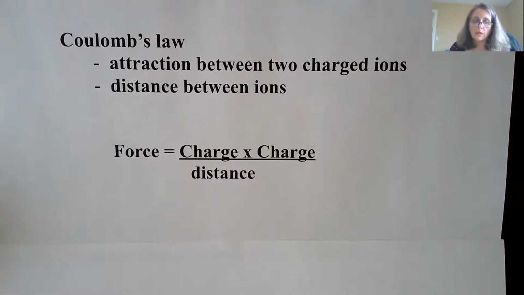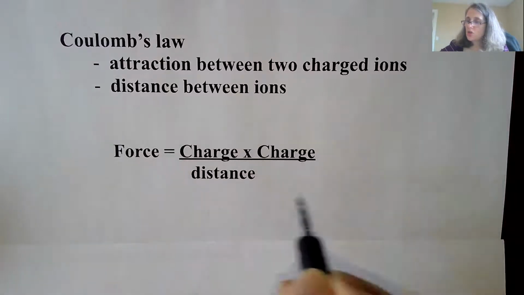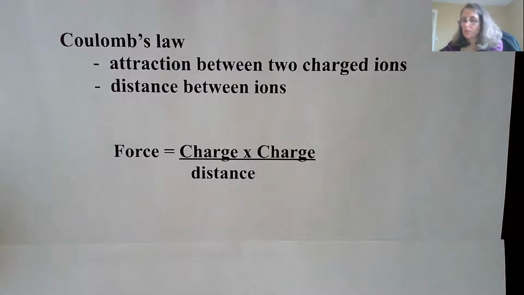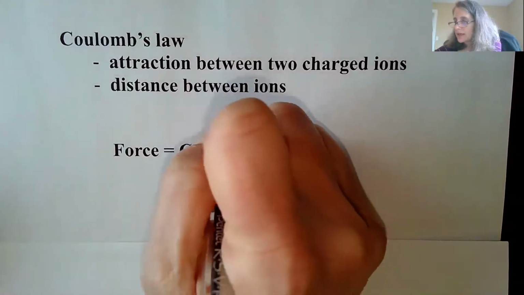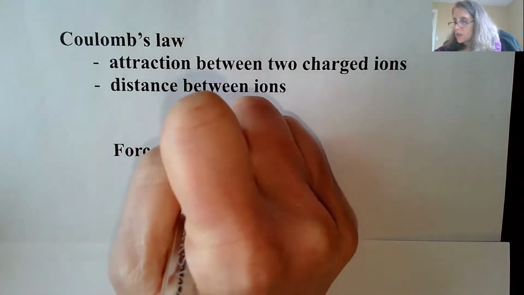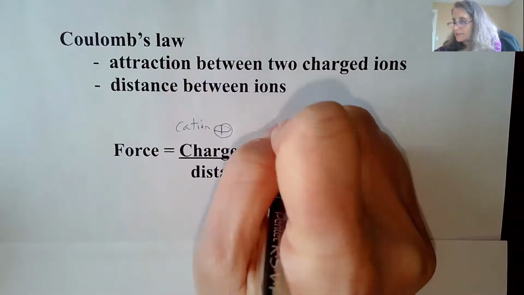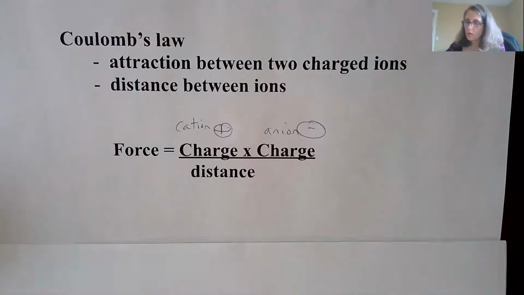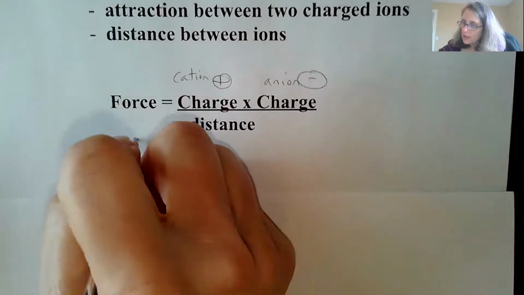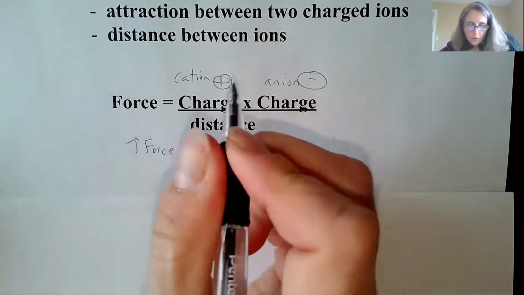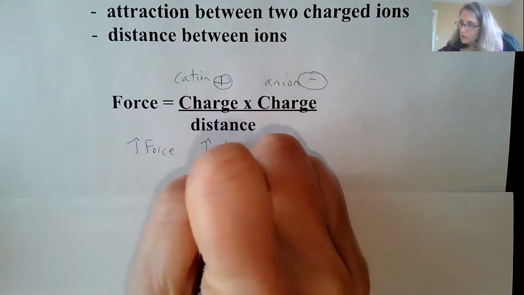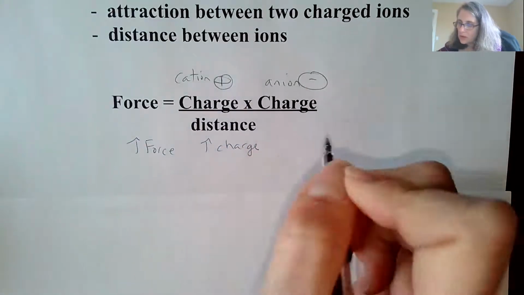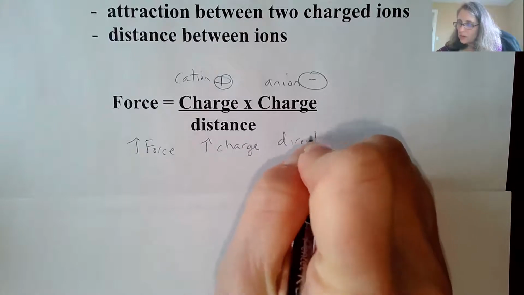And we know that there is a factor having to do with distance. So this is a general formula for Coulomb's law. Again, we're going to be focused on the cation attracted to the anion, and how close they can get together. So remember, if I get an increase in force, that would generally mean my charge has been increased. So that is a direct relationship.